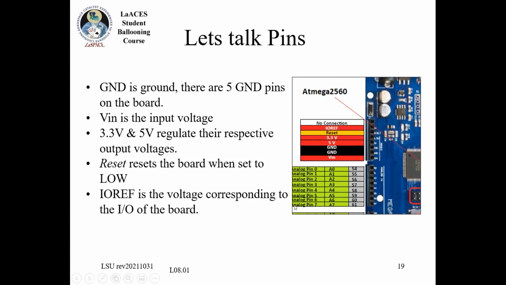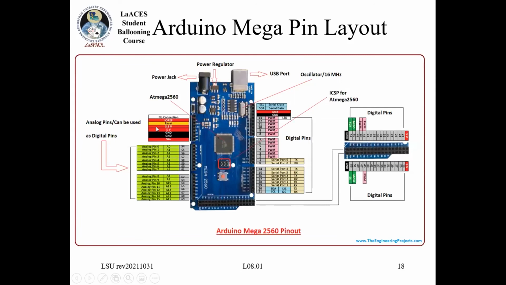Let me clarify that. These are analog read pins. These are connected to the ADC, so you can read a variable voltage here. So we will use all of those. We will also use several of these serial pins. We will use the I2C pins eventually. But today we're just going to be doing general digital I/O.